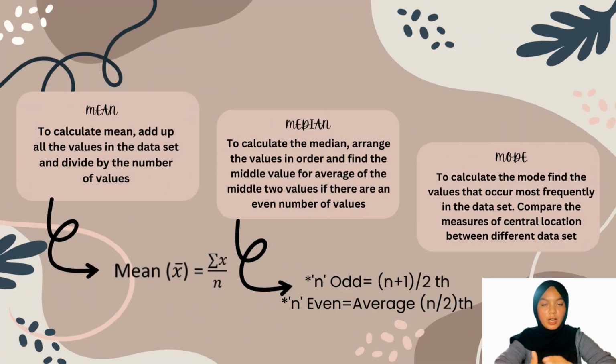First, we need to add up all the values in the dataset and divide by the number of values. To calculate the median, arrange all the values in order and find the middle value, or the average of the middle two values if there is an even number of values. To calculate the mode, find the value that occurred most frequently in the dataset. Then compare the measures of central location between the different datasets.